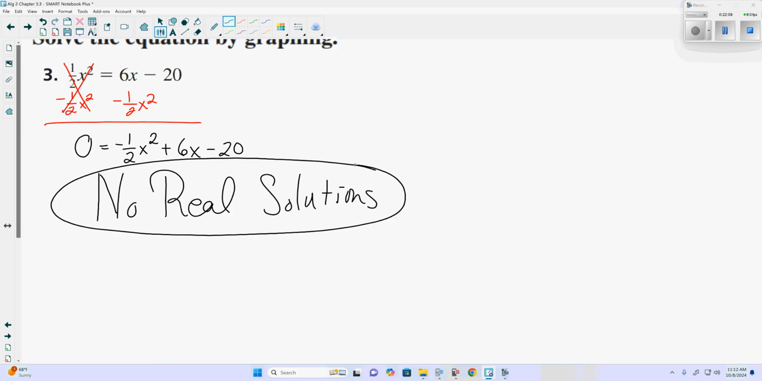Now that is not the same thing as no solutions. It just has no real solutions. There are solutions for this equation. The solutions are just not real. And that'll make more sense after fall break. We'll talk about that after fall break and dig into what a non-real solution is. So if it's not crossing the x-axis, it means we have no real solution. Questions on this here?